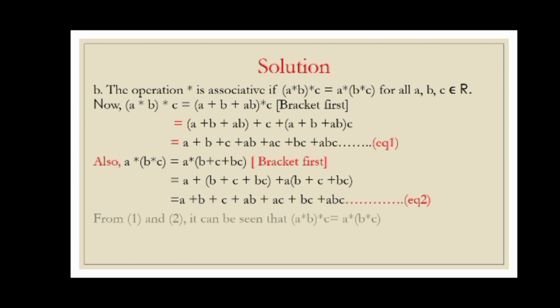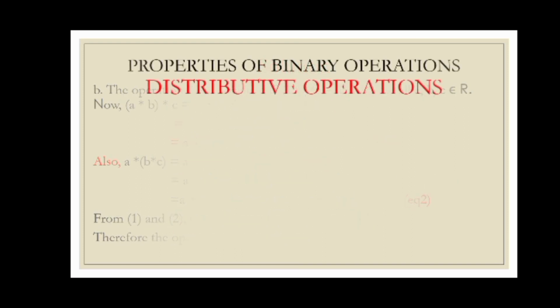So from your comparison, we could see from equations 1 and 2 that (A star B) star C is the same as A star (B star C). Can kindly check. Yes, it's the same, right? Good. So we say therefore the operation is associative. All right, let's move on to our next operation.